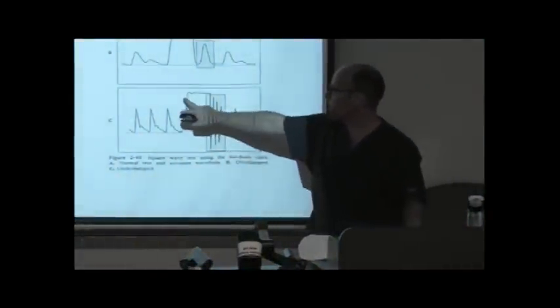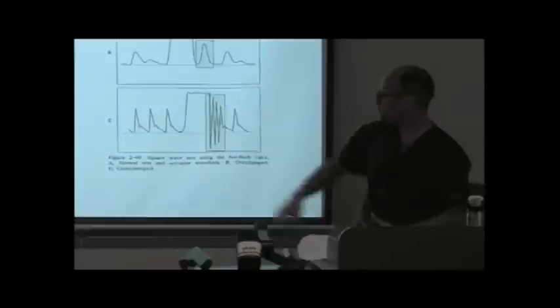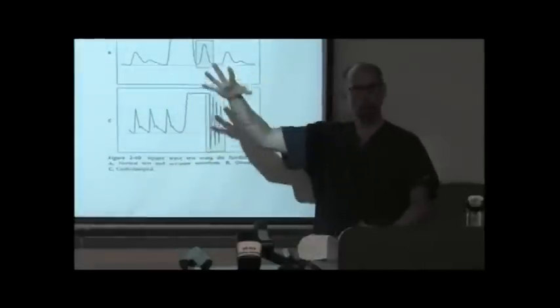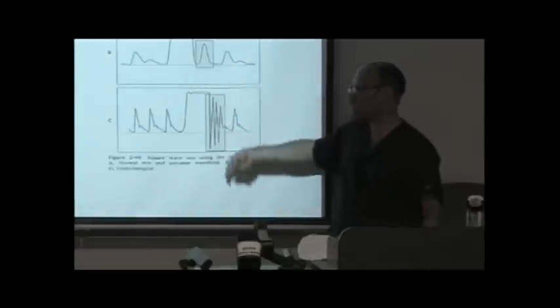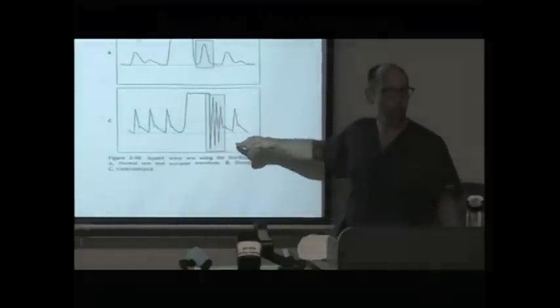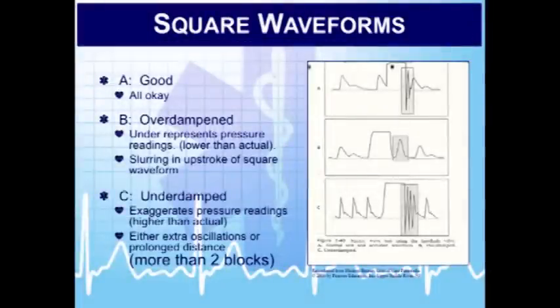So this is another example of a bad square waveform test. This is called an under-damped square waveform. So I pull the little pigtail, it squares off, and then when I let it go, it bounces like crazy and goes back to the waveform. This will exaggerate the patient's blood pressure. So my patient can look hypertensive when in fact they're really not, and it's just a fault of the transducer.